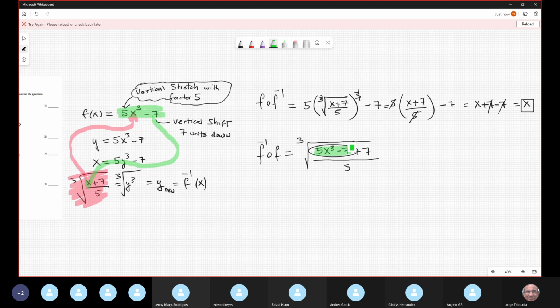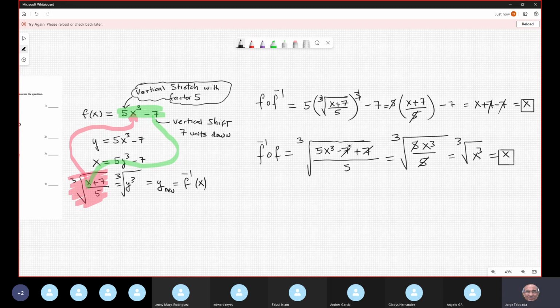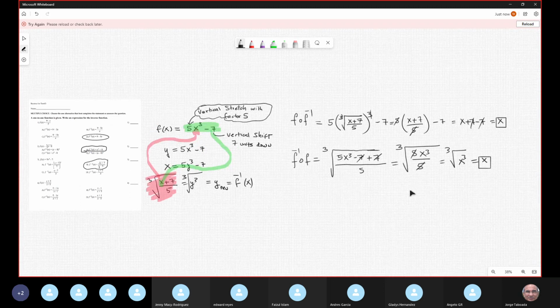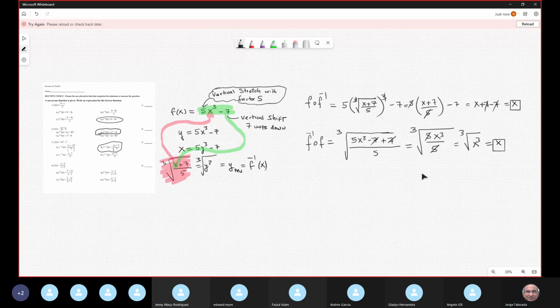It's obvious that this 7 cancels out. Let's take the cubic root of 5x cubed over 5. Again, cancel out. And we have finally the cubic root of x cubed, which is x again. Super, super clear. No question? No? Yes?